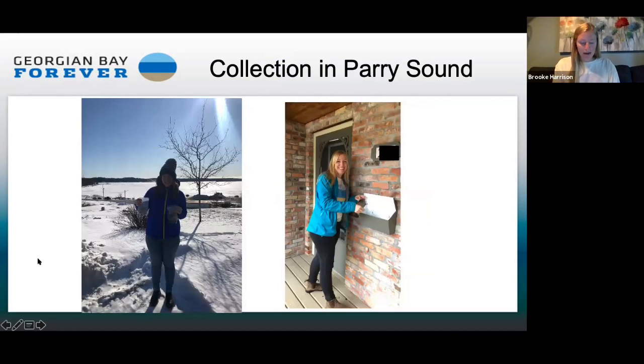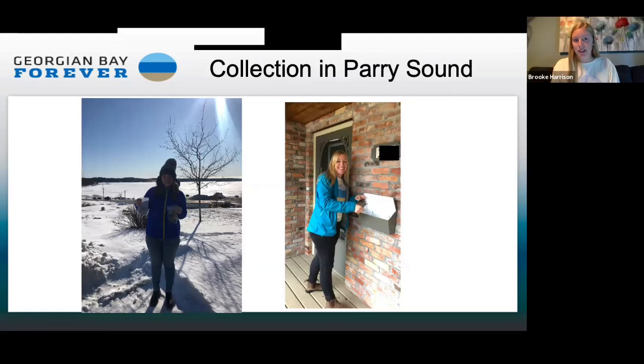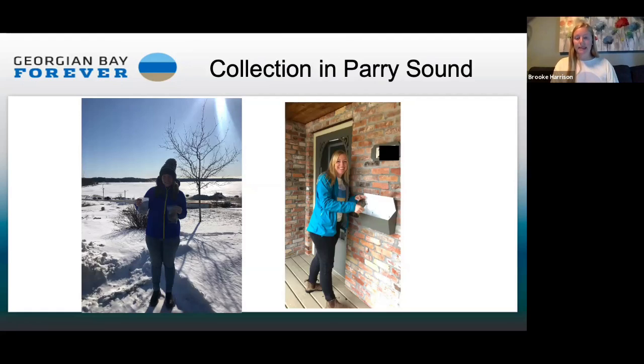Collection in Parry Sound is always a really fun day. We've done 2 rounds of collection so far. In the morning, we ask that everyone puts their sample into their mailbox, and we go around in one day and collect all 100 samples. On the right is Aaron from RBC holding up 2 of the bags. So this is what it looks like. On the right is myself collecting one of the samples from one of the households' mailboxes.